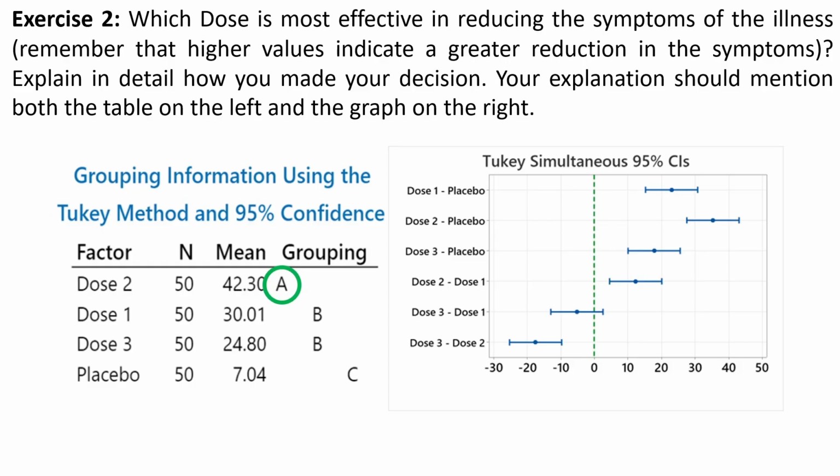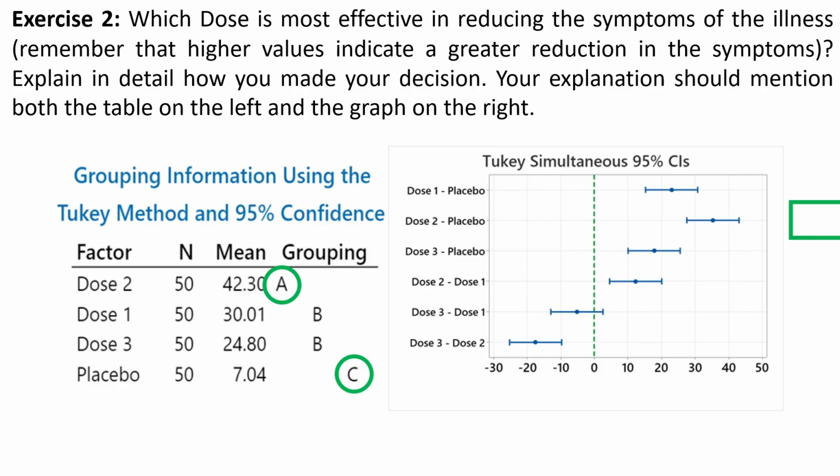Doses 1 and 3, you can see, have the same letter, and so we can infer that the population mean response for dose 1 and 3 are the same. Statistically, they're not any different. C has its own letter, and that's the placebo, and of course that has the lowest population mean response. So you can see that from the grouping table. You can also infer the same thing, that dose 2 is the best. It provides the greatest effect. You can see that looking at the table on the right.